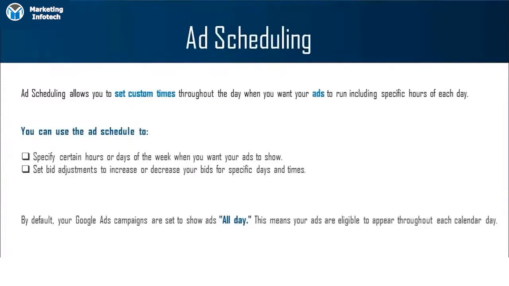We can also go a step further and set bid adjustments, increase or decrease your bids for specific days and times. Amazing, right? By default, Google Ads campaigns are set to show ads all day. So when you do not touch your scheduling part, it is set to all day.